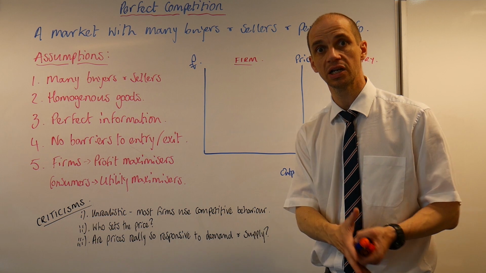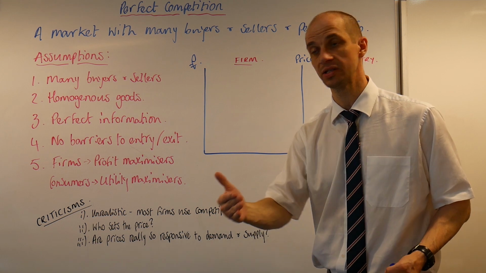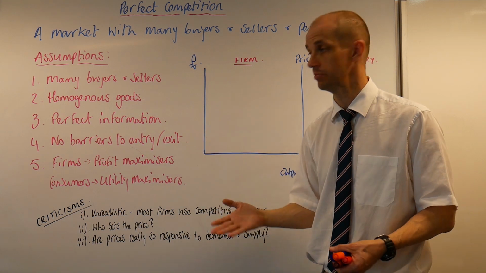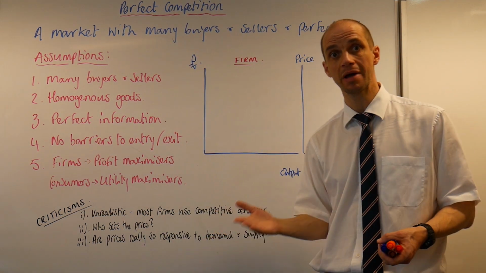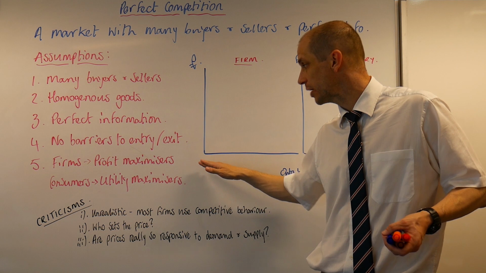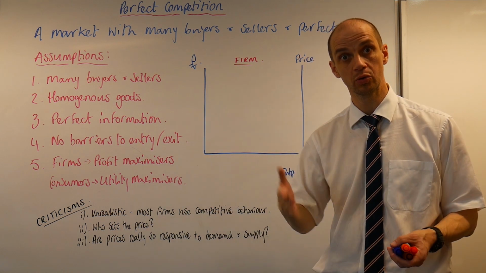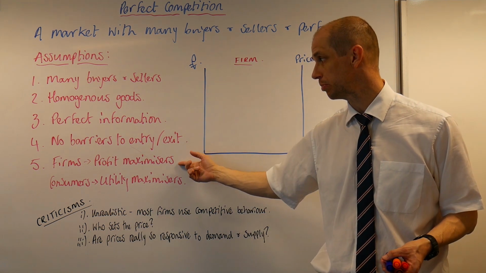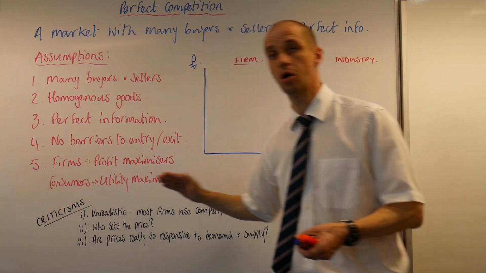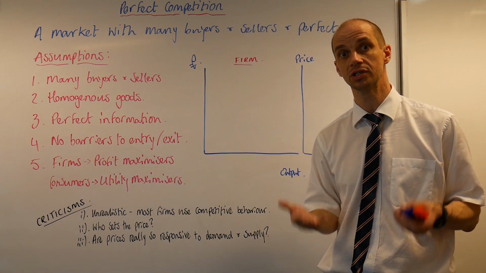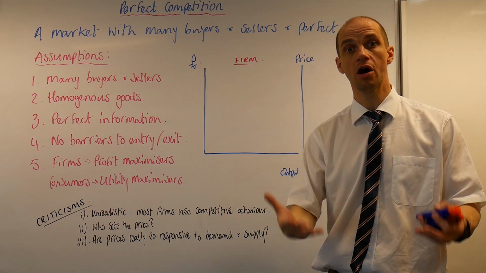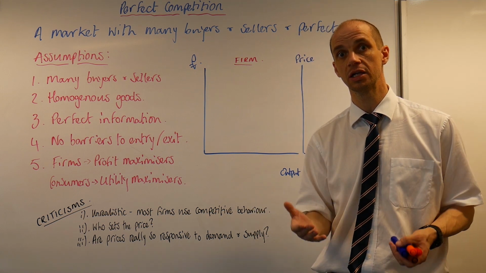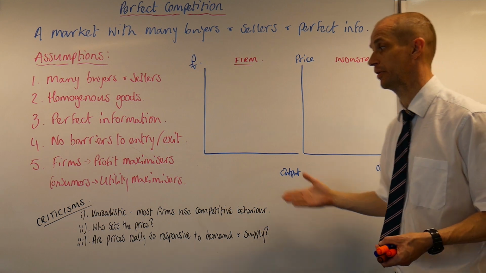Now, number 4 is about no barriers to entry or exit. So theoretically, it's very easy to actually enter such markets and leave them. And number 5, that firms are profit maximizers. So they will aim to produce where MC equals MR, the profit maximization point, but consumers are utility maximizers. Of course, they want to derive enough utility and maximize that utility in their marginal benefit.